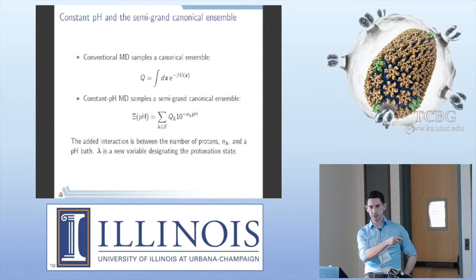I'll call X just the standard set of coordinates that one uses to define your system, the size of your box, where the atoms are, et cetera. And I'll have a new variable called lambda, which refers to where all the protons are in the system. Is a proton on aspartate 2? Is this histidine protonated or deprotonated? Lambda will just be a way of coding that. I'll explain that in more detail later.